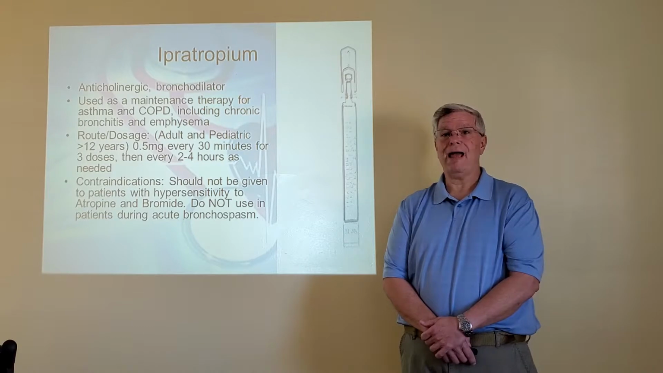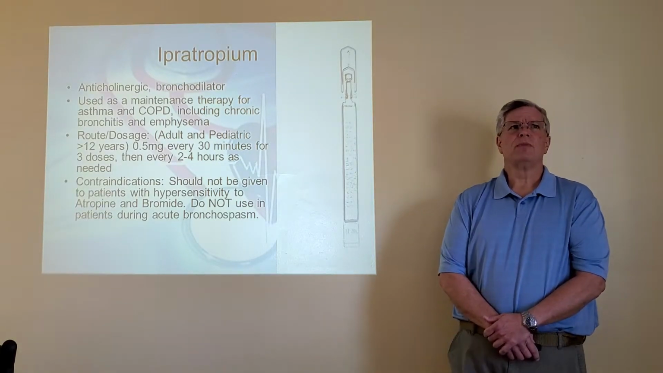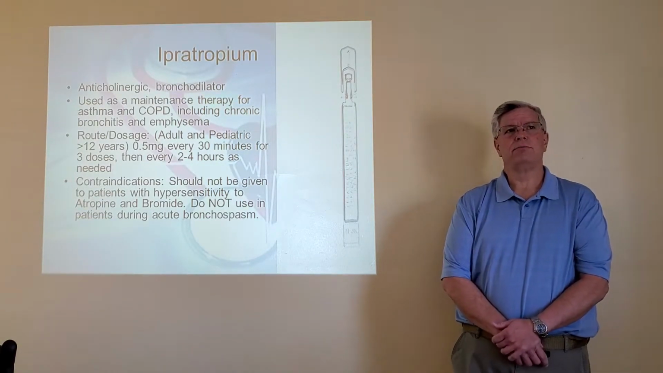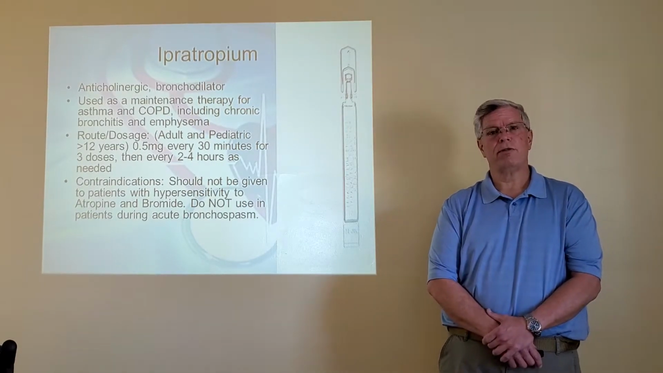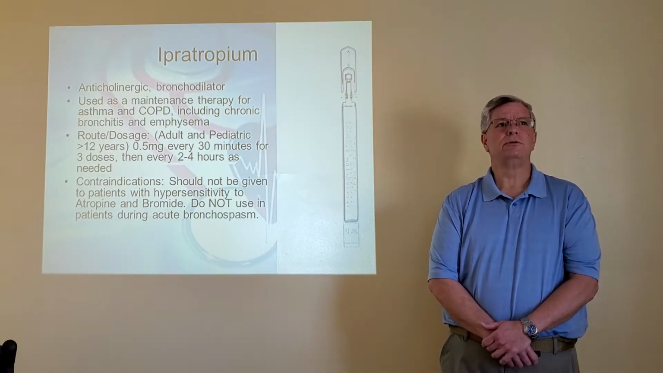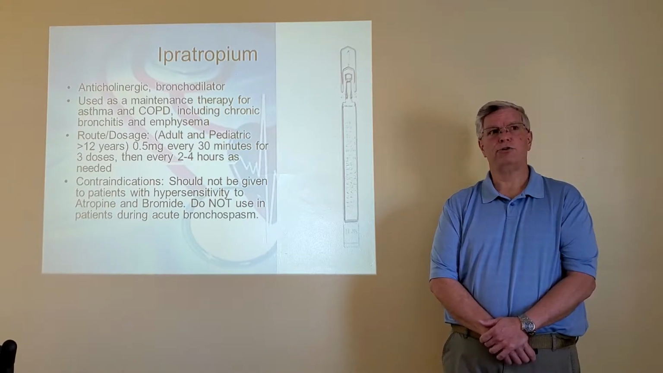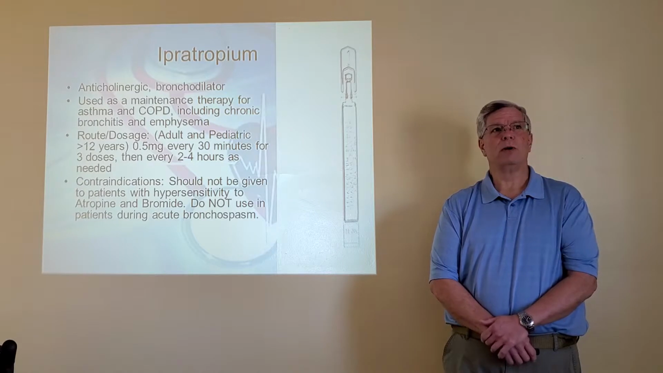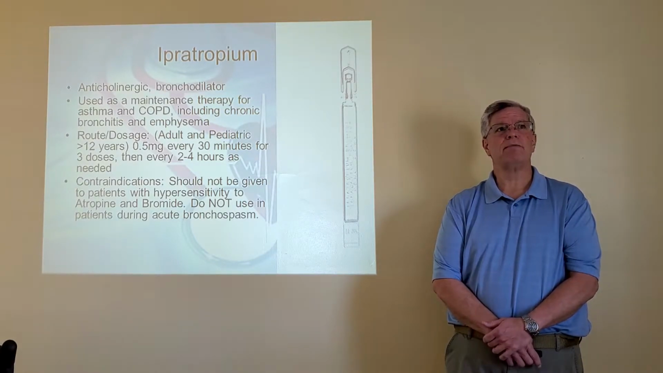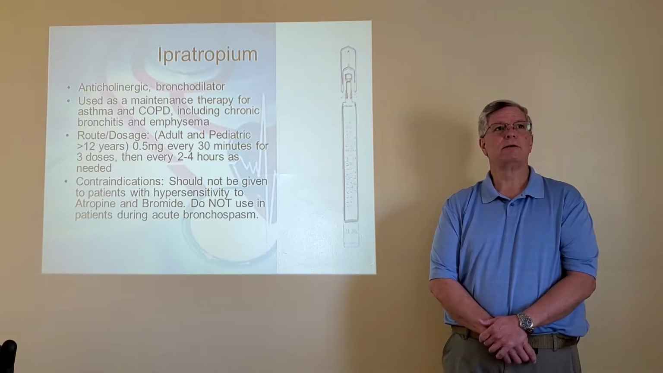Ipratropium, Atrovent. It's another bronchodilator. Most of the time when we use this, we use it in conjunction with albuterol to come up and do what we call a duo neb. Works well with the emphysema, COPD patients, asthma.